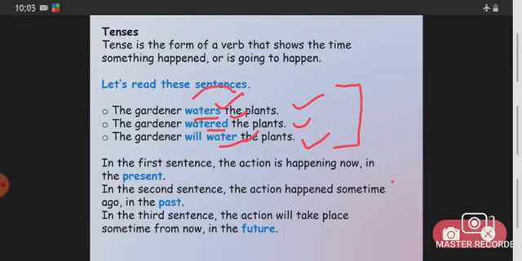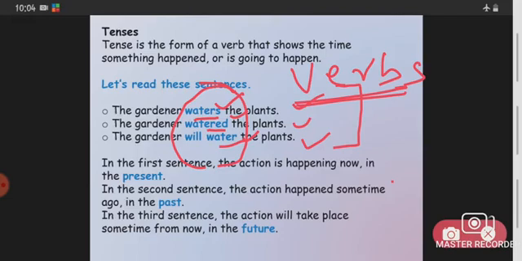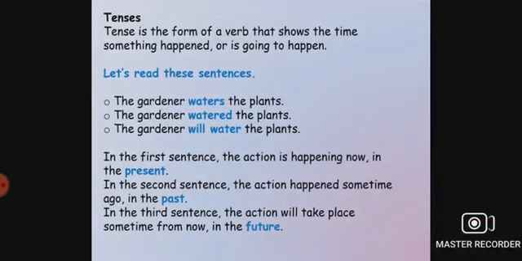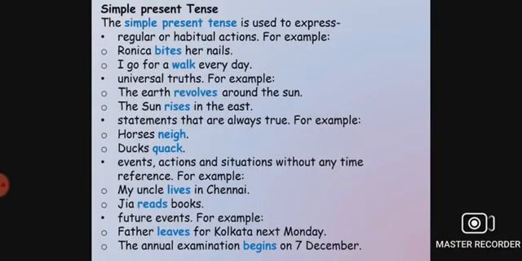So these words that are highlighted in blue are the verbs that show us the time of action, right? So these verbs are called tenses: present tense, past tense, and future tense. Now let's understand them one by one. Let's start with the simple present tense. Simple present tense is used to express habits, regular events, current situations, general truths or facts, like the regular or habitual actions that you do.